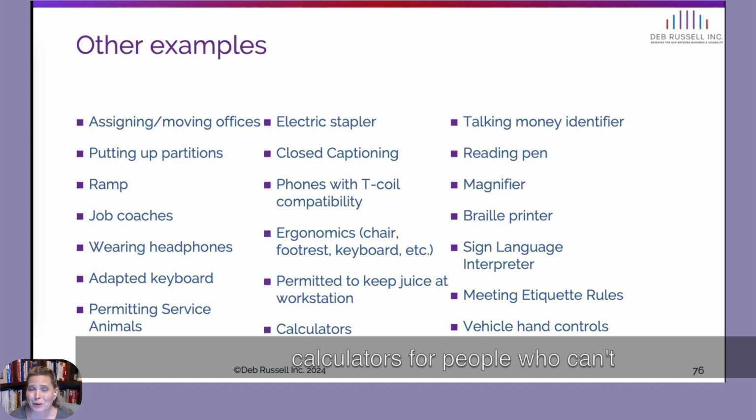Calculators for people who can't do the math in their heads. That's not just for people with particular disabilities, might be for all of us. Talking money identifier. So there's a lot of blind vendors, and so they needed a device that could read the dollar bill or the $10 bill or the $5 bill and say what it is so that they can make sure they're making change properly. Not so big in the credit card world that we live in now.